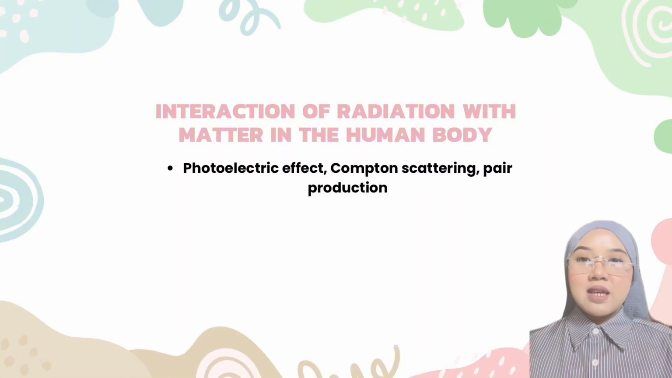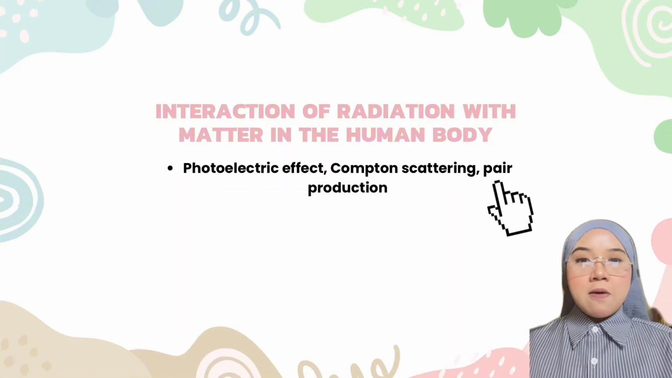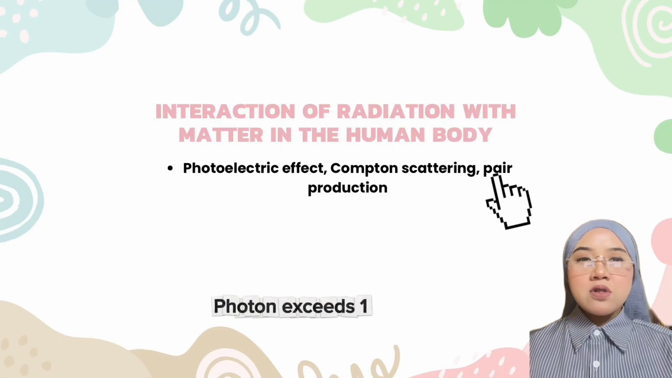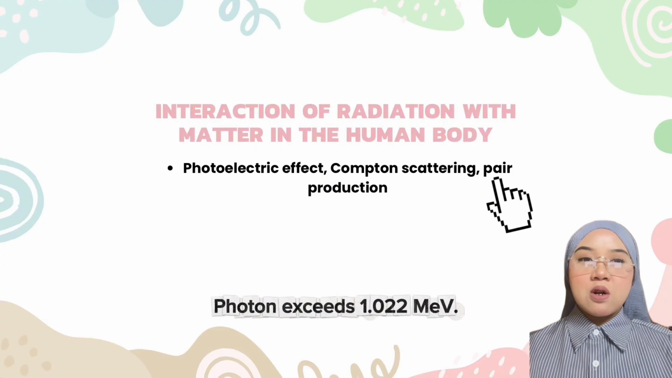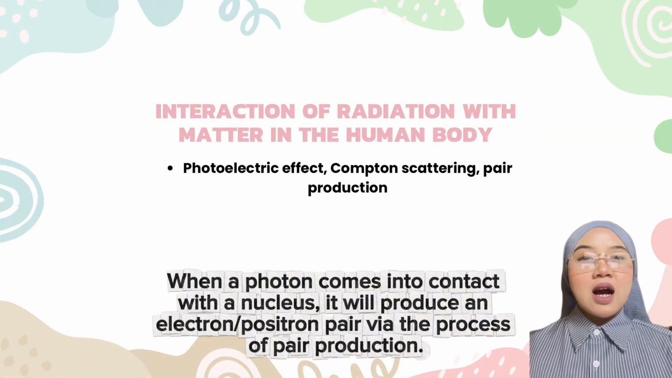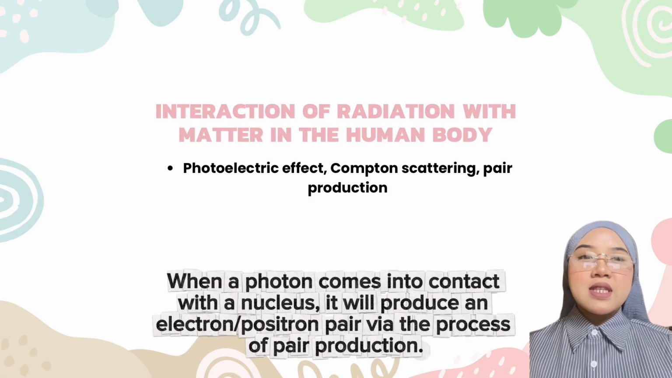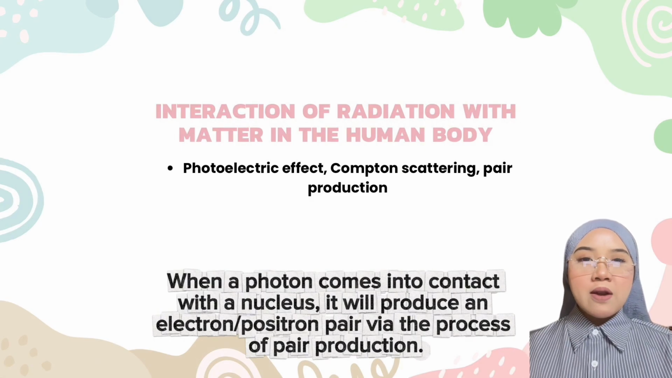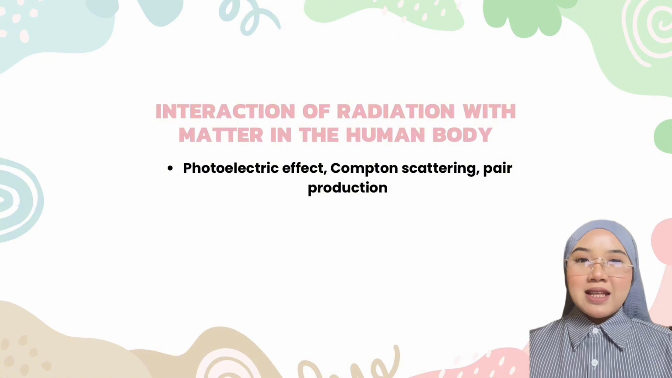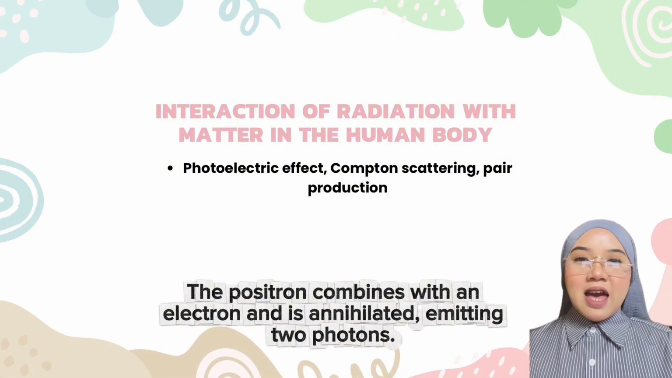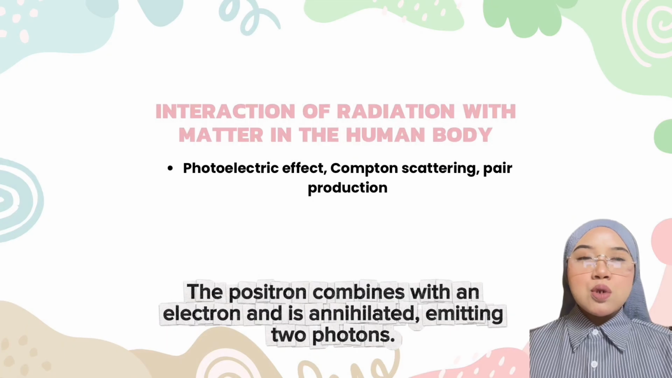The third process is pair production. Pair production occurs when the energy of a photon exceeds 1.022 MeV. When a photon comes into contact with a nucleus, it will produce an electron and positron pair via the process of pair production. Subsequently, the positron combines with an electron and it annihilates, emitting two photons.